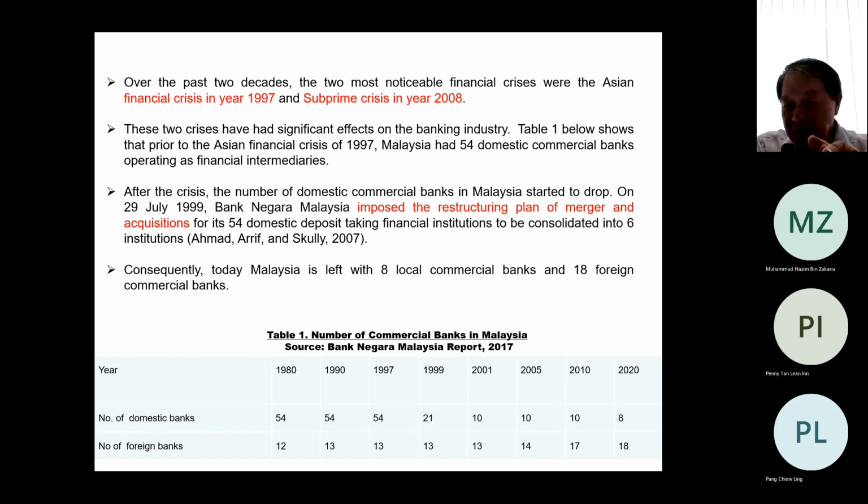So you look at the figure here, from 1980, we have 54 domestic commercial banks, including finance companies and commercial banks. And the number of foreign banks, we have 12. Then because of the crisis, let's say you talk about 2008, Bank Negara said they must merge or consolidate. Therefore, today we have only eight local banks and we have 18 foreign banks.